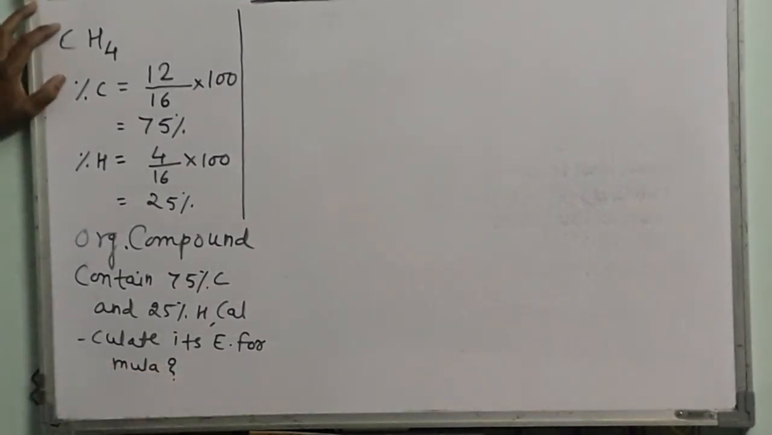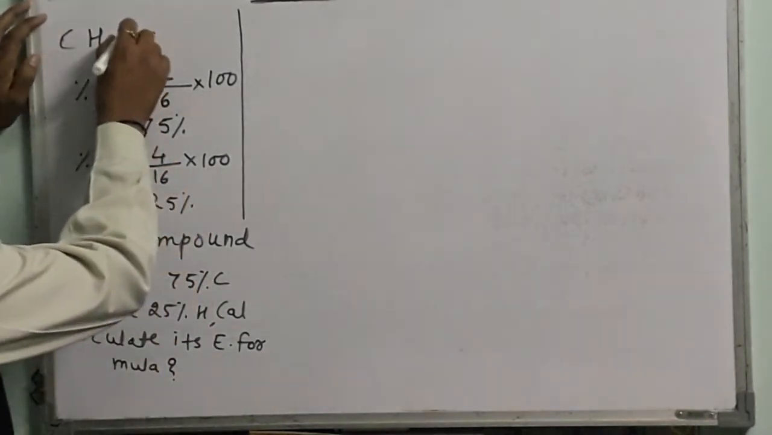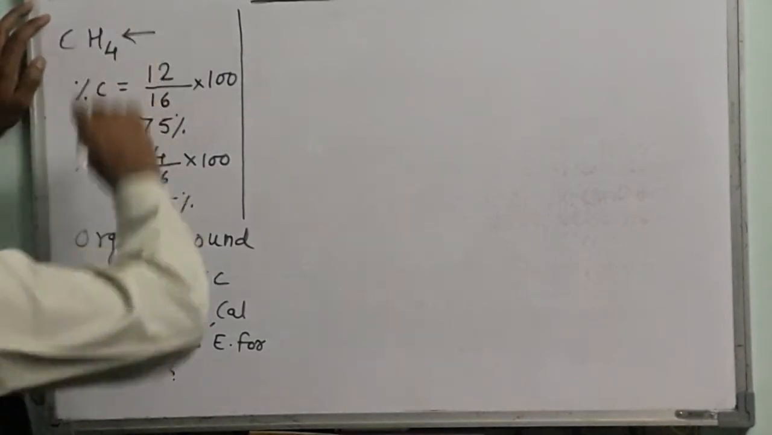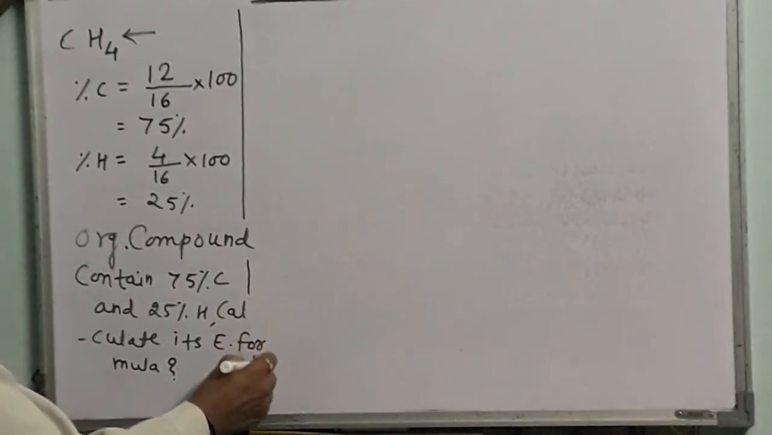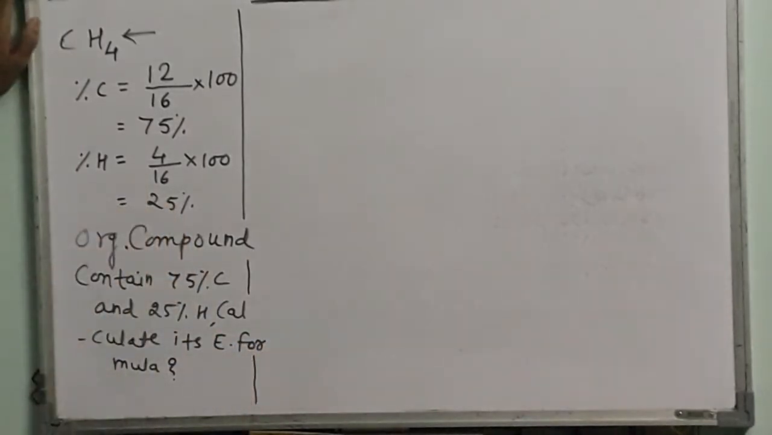So the answer in percentage composition becomes the problem in empirical formula, and from the problem we go back to the starting CH4 only. Now see how this problem will be solved. How to calculate the empirical formula of an organic compound if it contains 75% carbon and 25% hydrogen.